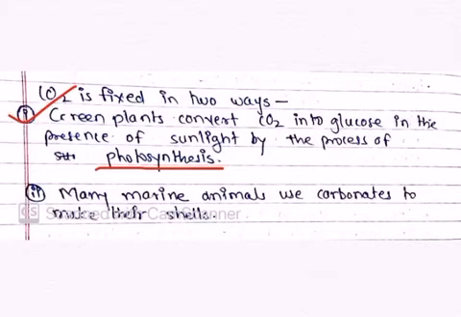Okay, then next we have to study that marine animals use carbonates to make their shells. Shells means their coverings. Carbonate coverings are there which are hard in structure and protective in function.